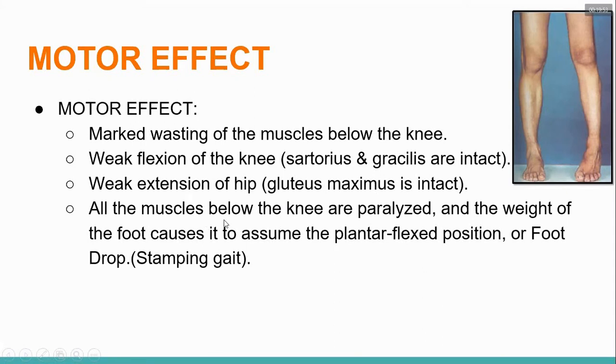So if all the muscles of the leg and foot are paralyzed, the patient will have a plantar flexed position of the foot. This is because of the gravity and weight of the foot. So this will lead to what is known as foot drop. And because of this foot drop, the patient doesn't want to drag their leg. So what they will do is flex their hip and knee more than usual. This will give rise to a stamping gait, because they cannot control the foot coming down from a higher position to the ground. So this will lead to a stamping gait.